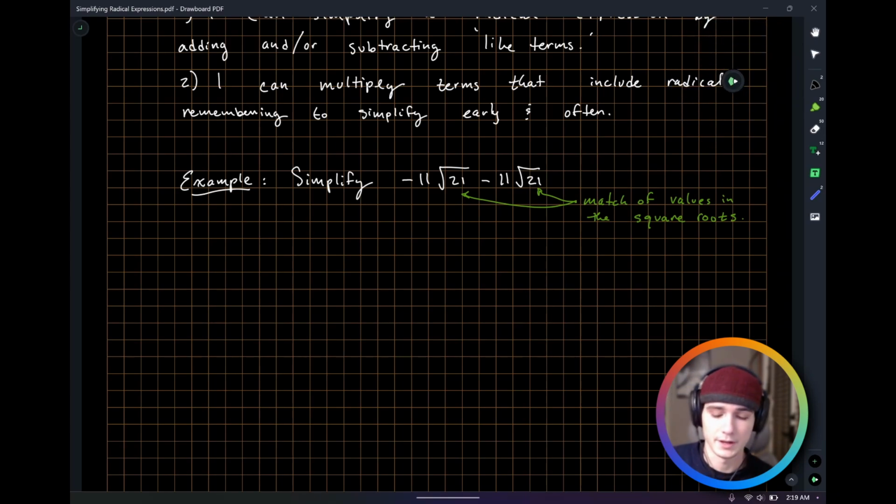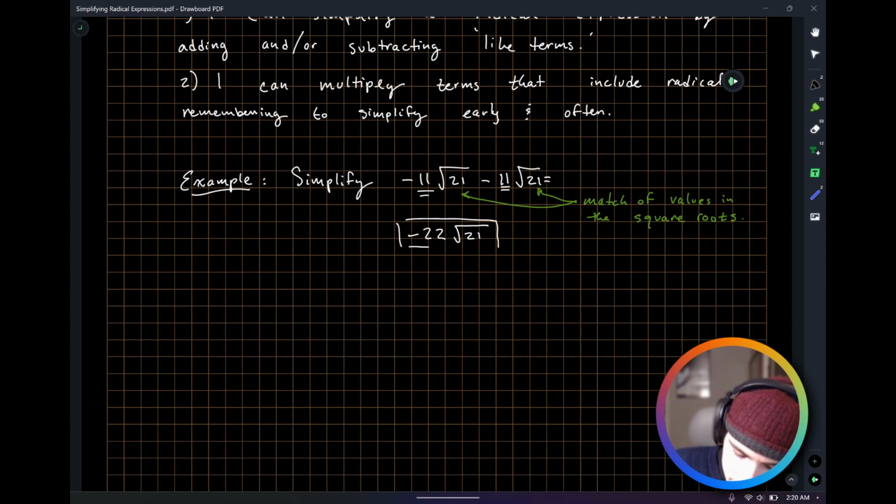So really you're just evaluating the difference of negative 11 and 11. Or in other words, adding negative 11 and another negative 11. Subtracting 11 from negative 11. Equivalent ways of saying the same thing. So this is just negative 22 times the square root of 21. So now we're just taking the difference of the numbers in front of the radicals. Simple.